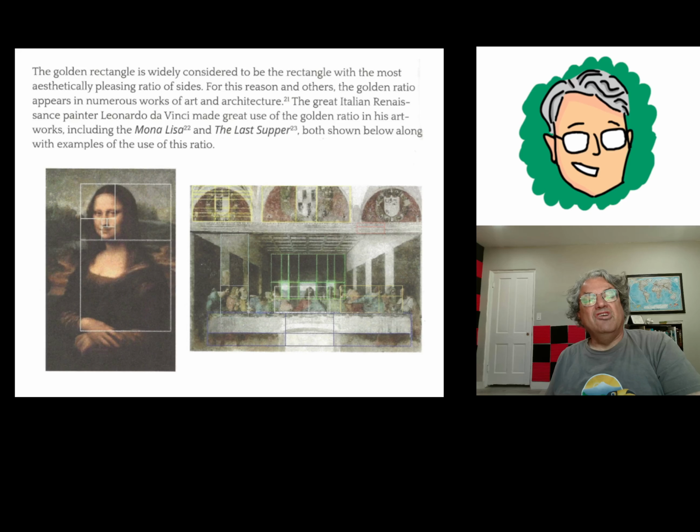And in the Last Supper, he also used the golden ratio and golden rectangles extensively. You can see there are several golden rectangles in this picture, and this diagram shows where he used the golden ratio. I'm not going to explain it; you can just look for yourself to see where he used it.